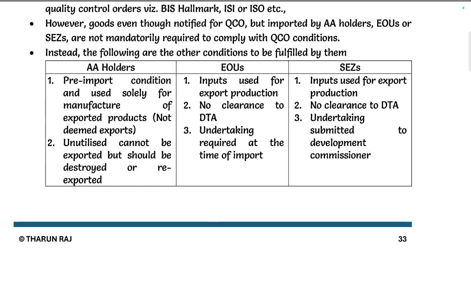EOU: inputs used for the export production, no clearance for DTA, and an undertaking is required at the time of import. This is the import used for export products, with no clearance for DTA. The undertaking is submitted to the development commissioner.